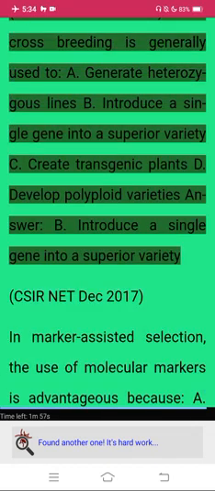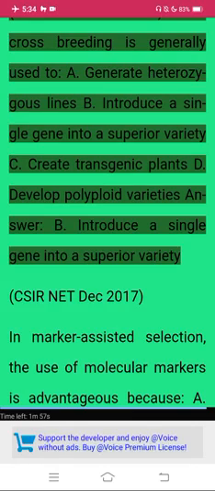CSIR Net June 2020. Backcross breeding is generally used to: A. Generate heterozygous lines. B. Introduce a single gene into a superior variety. C. Create transgenic plants. D. Develop polyploid varieties. Answer: B. Introduce a single gene into a superior variety.